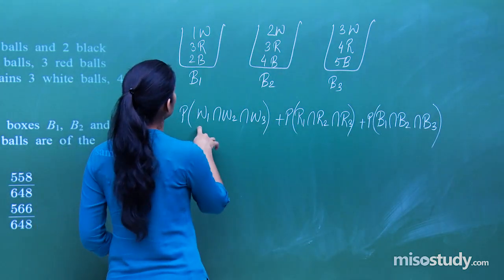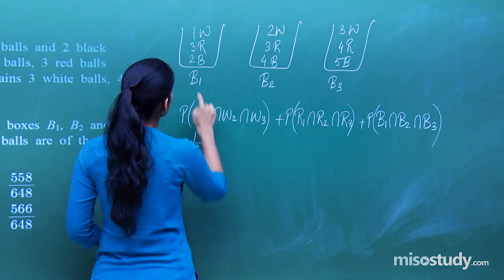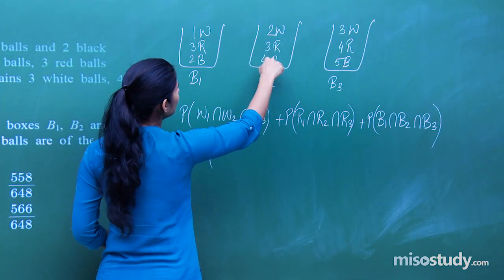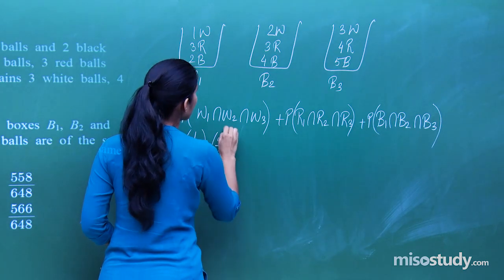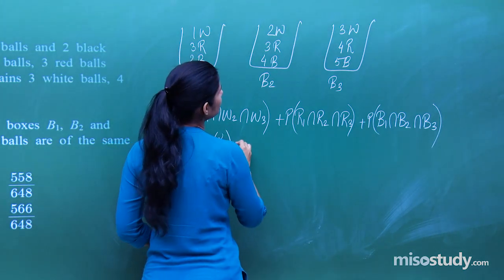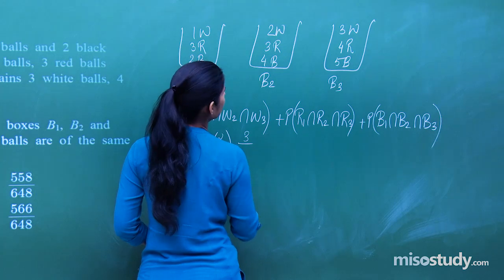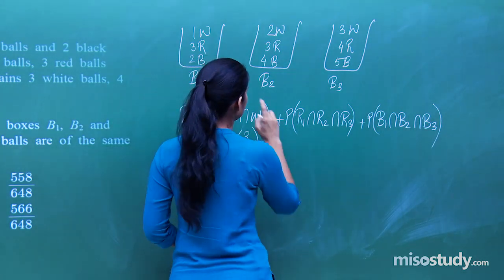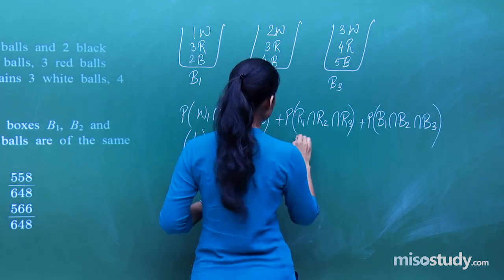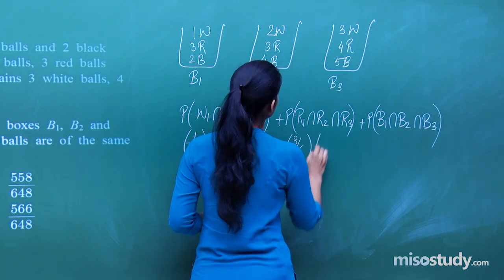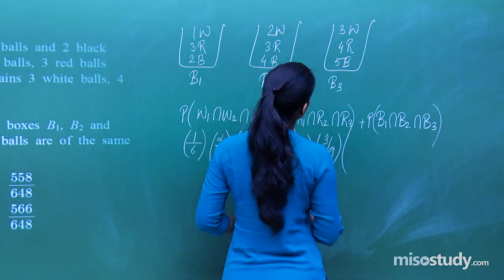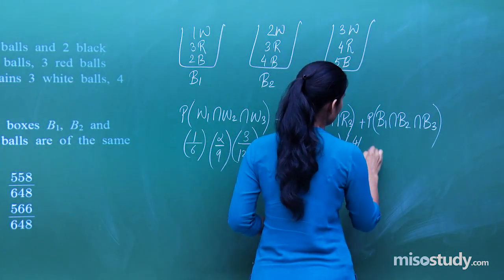What is probability of W1? It is 1 by 6. Probability of W2 is 2 by 9. And probability of W3 is 3 by 12. Fine. Again R1, so it is 3 by 6. Red ball from the second box is 3 by 9. And red ball from the third box is 4 by 12.